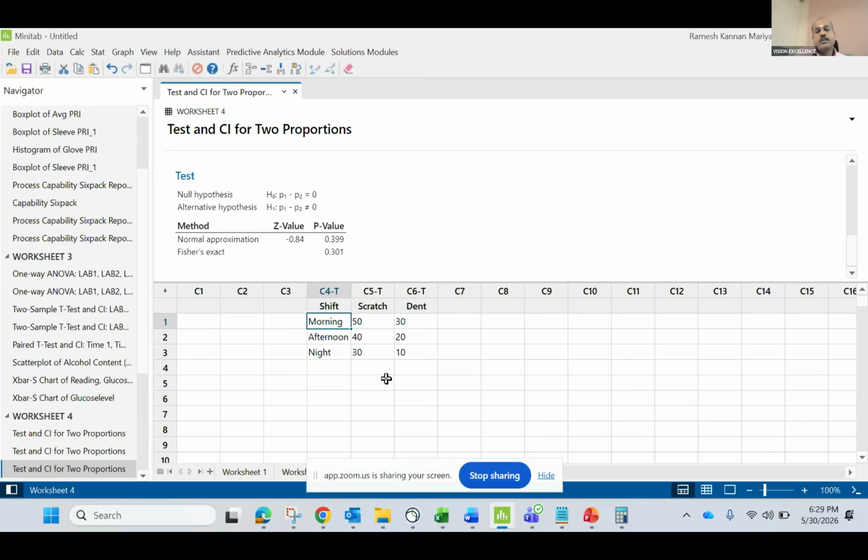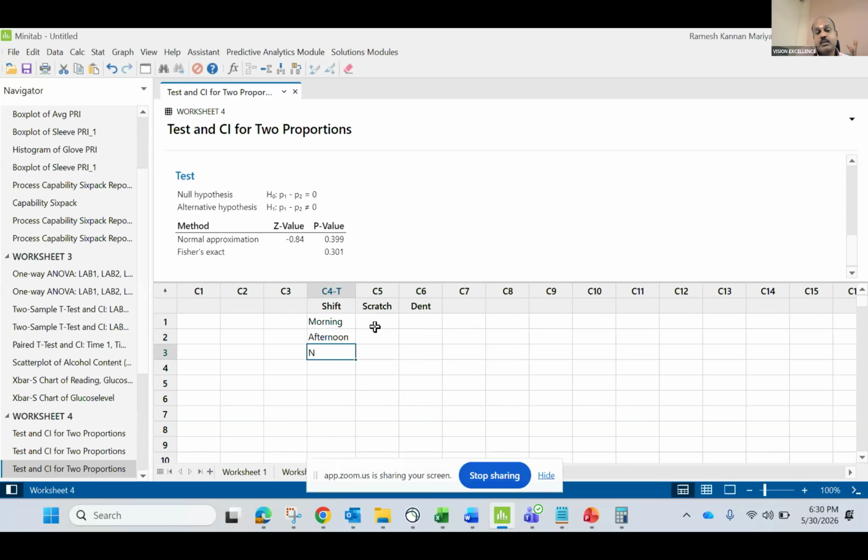And now there is a problem. See, the problem is only with C5 and C6. Can you remove the data? All the numbers, please. Remove that. Now C4, you retype it. That can remain. Let the shift continue: morning. Because under scratch, we need only numbers. Now you type 50, 40, 30. 40, 30. And for 30, 20, 10.